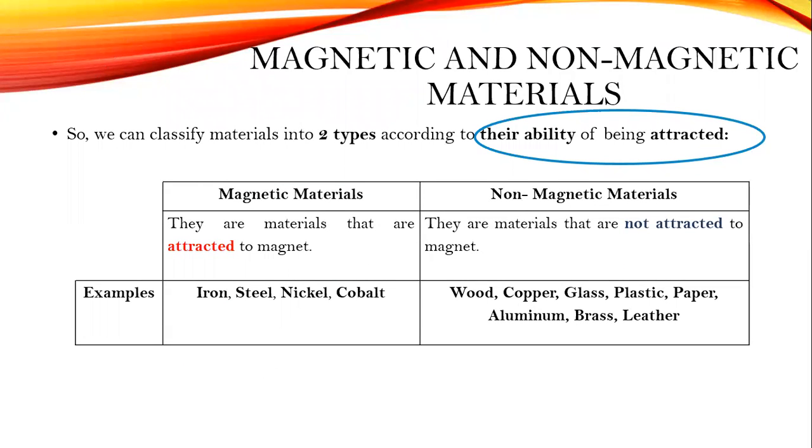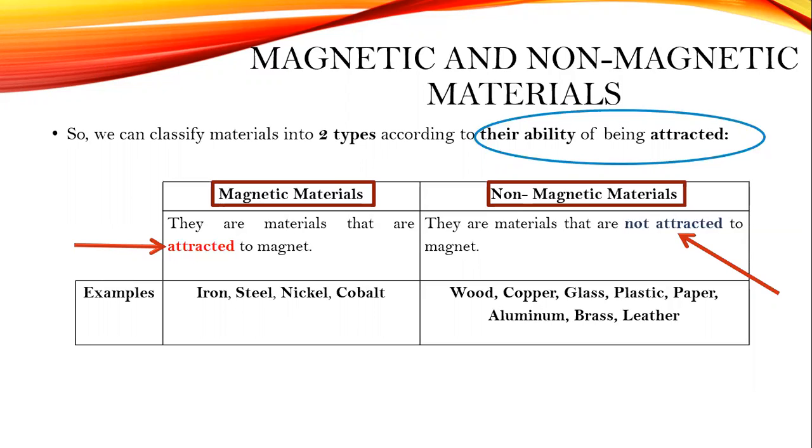In this table, we are going to compare between magnetic and non-magnetic materials. What are the differences between them? Magnetic materials are materials that are attracted to magnets. So when I find a material which is attracted to a magnet, I'm going to call it a magnetic material. What about non-magnetic materials? They are materials that are not attracted to magnets. So if I try to attract this material with a magnet and it isn't attracted to it, I'm going to call it a non-magnetic material.